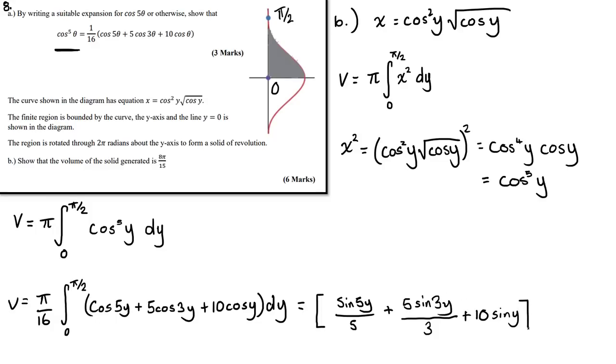Okay, so before I carry on, let's just double check I've not made a mistake, because I usually do. Integrating cos 5y, sine 5y over 5, perfect. 5 cos 3y, so we get 5 sine 3y divided by 3, perfect. And then finally 10 sine y. So all looks good up to here.